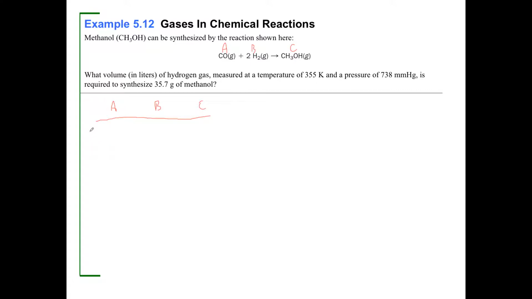Okay? Looks like my hydrogen gas is going to be right here. This is going to be my B. Measured at a temperature of that. All right, so it looks like I'm going to be doing an ideal gas again. PV equals nRT.